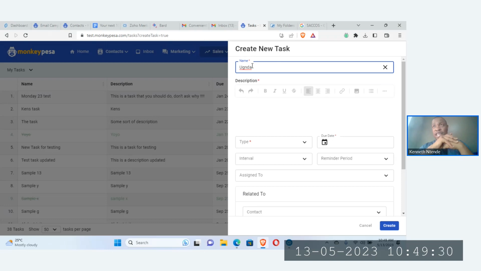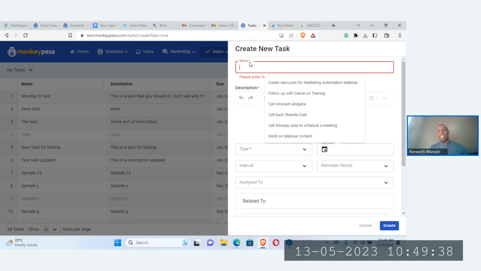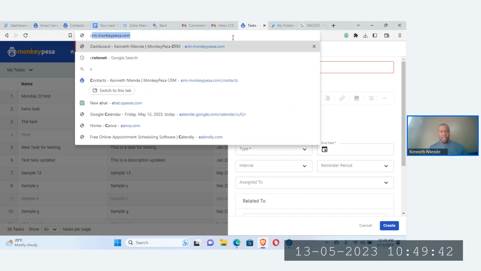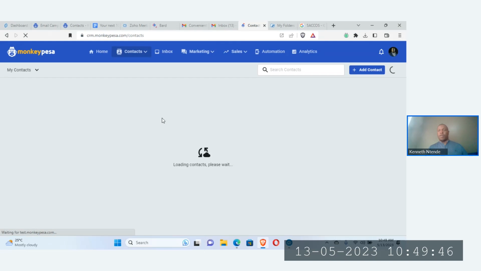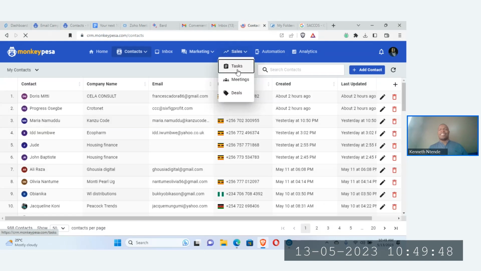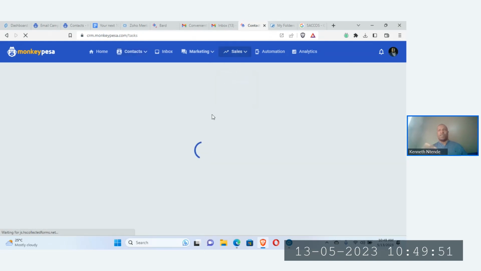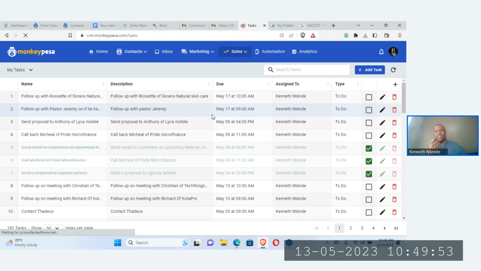That's why I recommend that if you can, use something like this Monkey Pesa platform where, as an example, let me show you some of our live data. You're able to literally add details. This is an example. Let me log into my actual account. I would know that these are the next tasks I need to accomplish. I need to send this proposal. I need to call this guy on 27th.